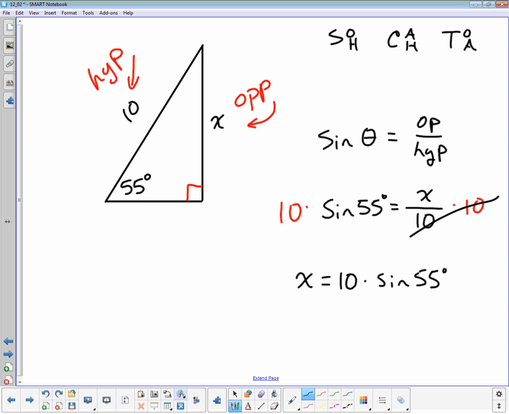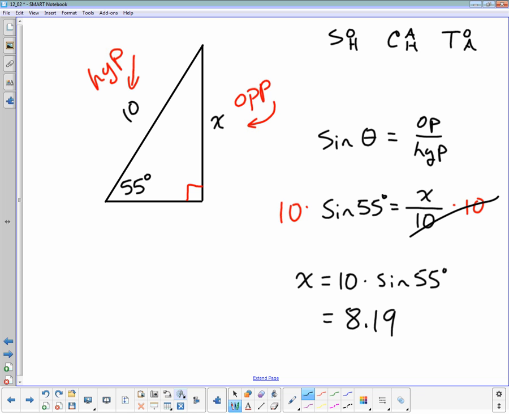So go to your calculator, and you can type it in one line of commands: 10 times sine 55, enter. You can close the back parentheses if you want to, but you don't really need to. 10 times the sine of 55. What did you get? 8.19. Yeah.